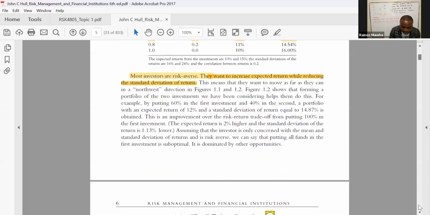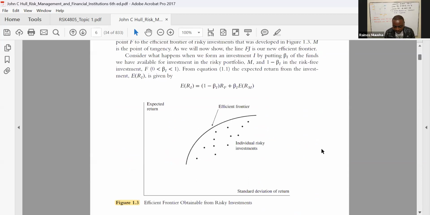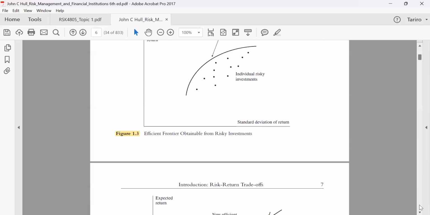So effectively, this is what they're discussing when they refer to the efficient frontier. The efficient frontier gives you that combination of expected return against the standard deviation, where you are able to maximize your return for a given level of risk and minimize your risk for a given level of return. Are we together? Yes.